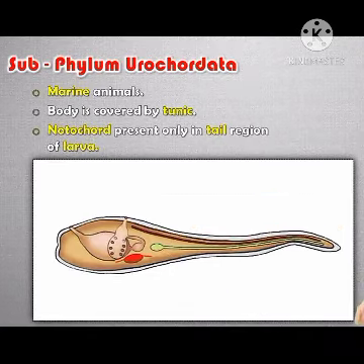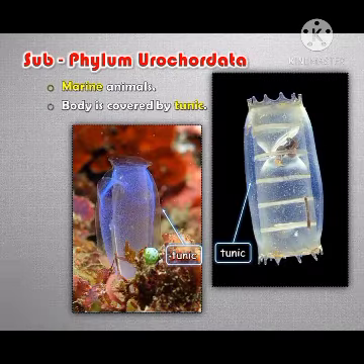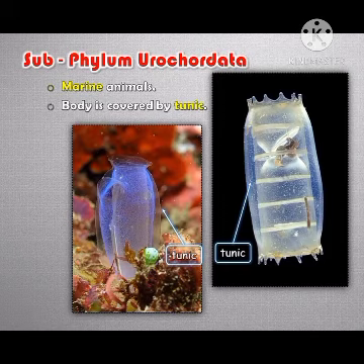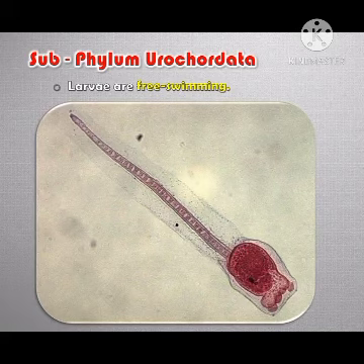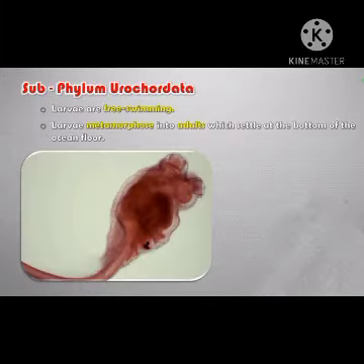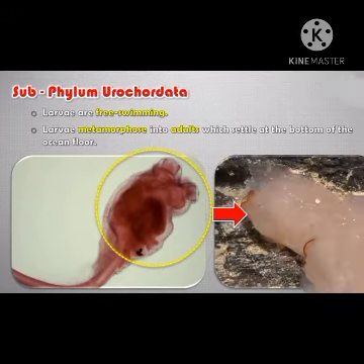These are marine animals. The body is covered by a skin-like test which is called tunic. Notochord is present in the tail region of the larva. That means adults don't have notochord. Larvae of these animals are freely swimming. Larva metamorphoses into adult which settles down at the bottom of the ocean.